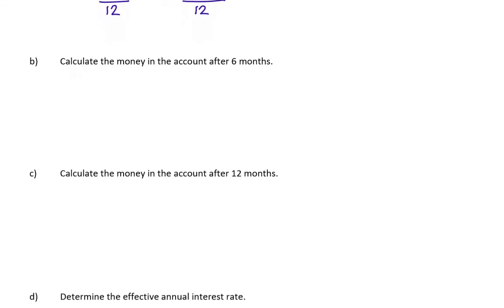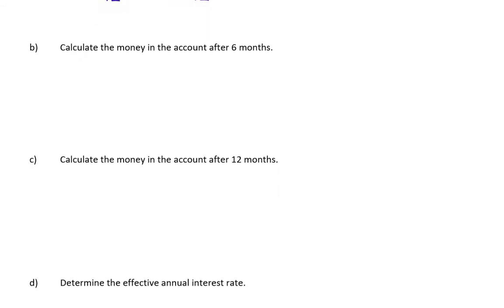So B says, how much money will you have in the account after 6 months? Well, this is where I need my formula. My formula is A equals P(1 plus i) to the n. If I write myself a quick shopping list, my original principal amount is 1,000 Rand. How much money do I have? My interest rate is not 15%, because you're not getting 15% ever.